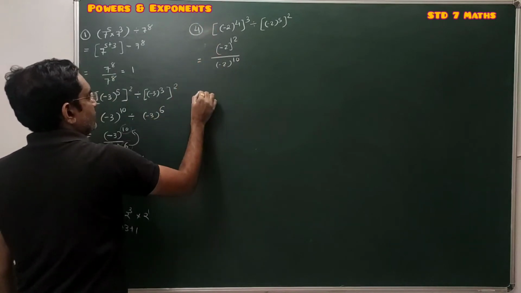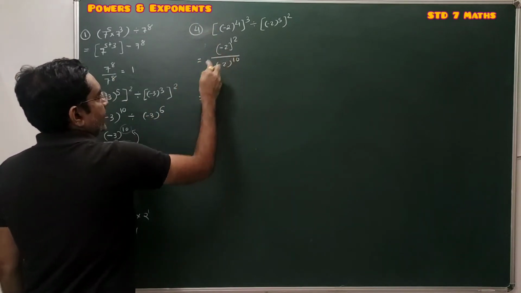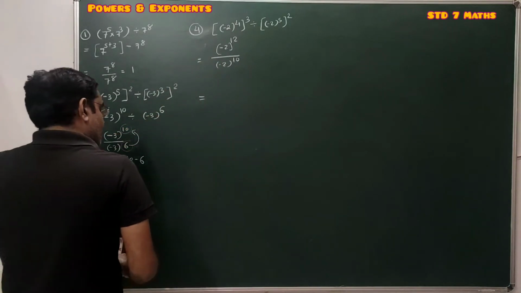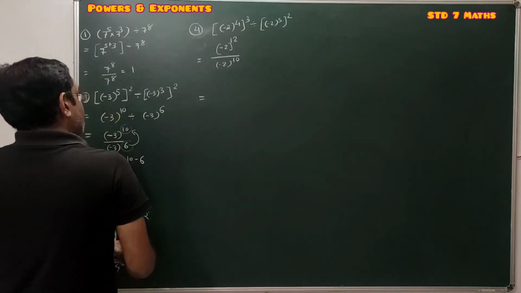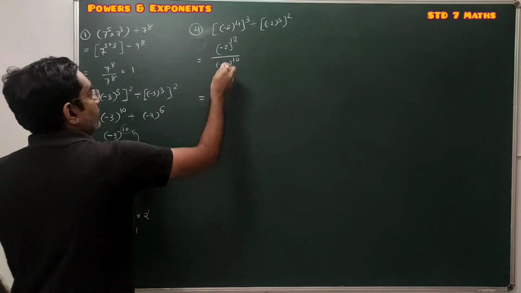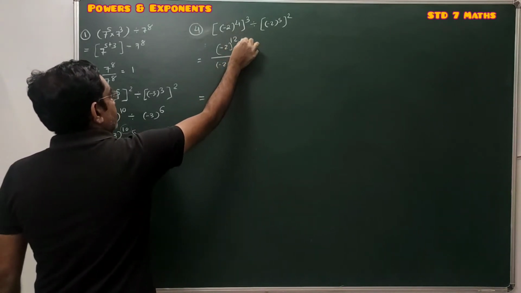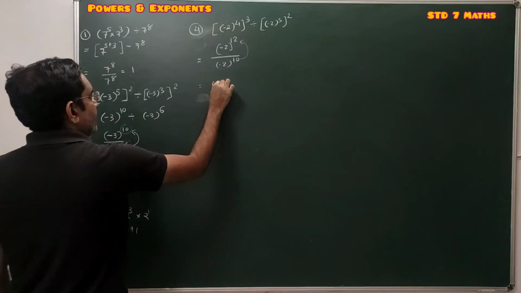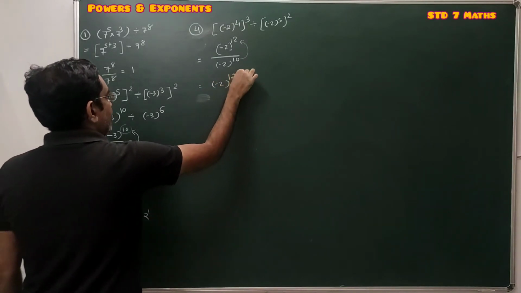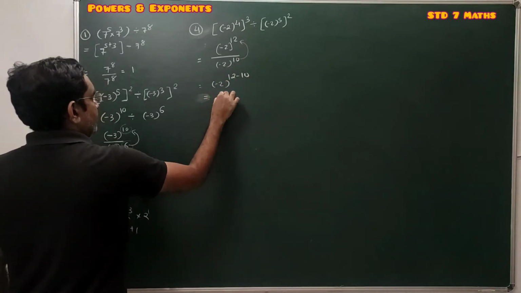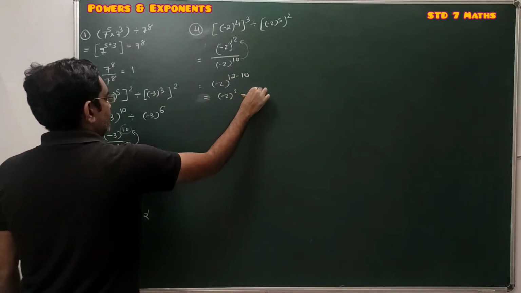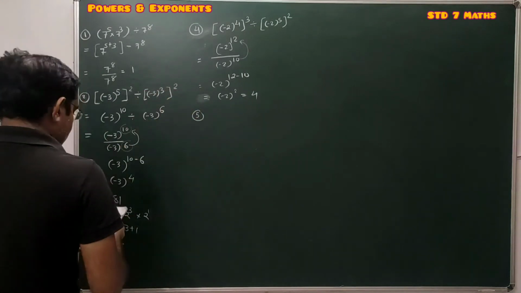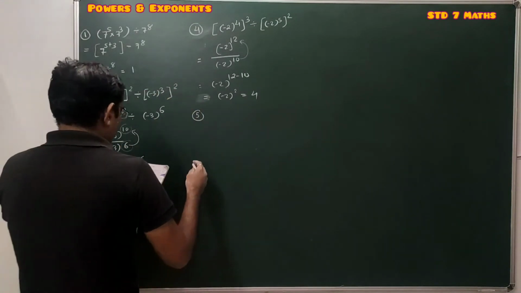So this is equal to, now again these two powers are in division with the same base, so we can perform the subtraction of power. For the subtraction of power, the power of the numerator is greater than the denominator, so subtraction will be performed at the numerator. So it will be minus 2 raised to 12 minus 10. So minus 2 square equal to 4 is the value of this given expression. Done? Next question.